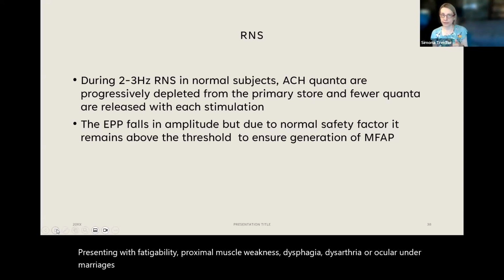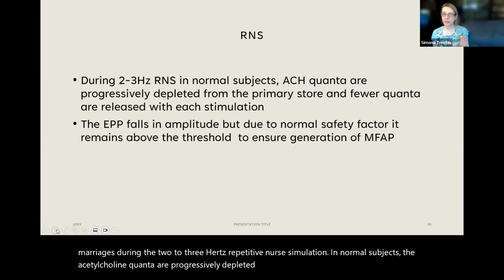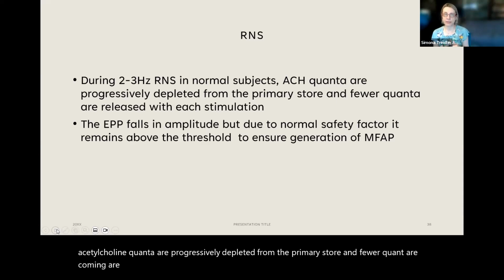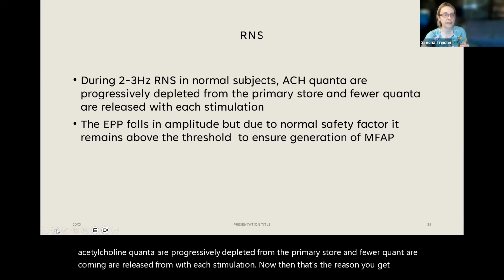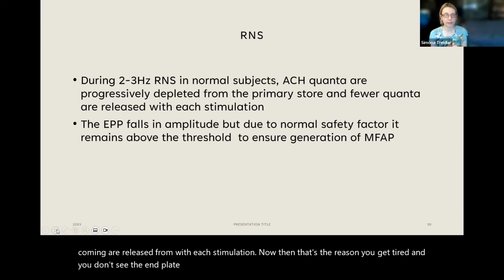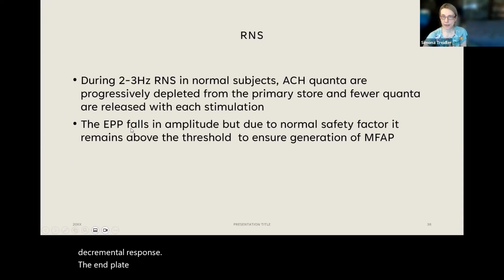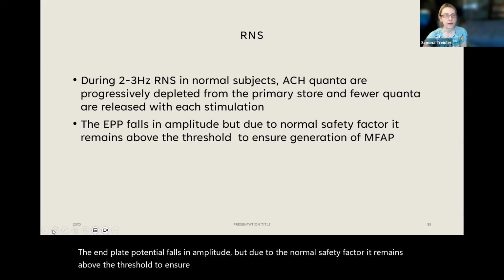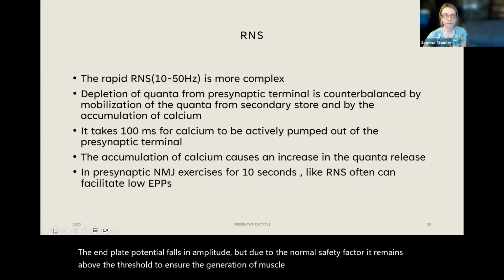During 2 to 3 hertz repetitive nerve stimulation in normal subjects, the acetylcholine quanta are progressively depleted from the primary store, and fewer quanta are released with each stimulation. That's the reason you get tired, you don't see the end plate potential, the patient gets weak, and you see the decremental response. The end plate potential falls in amplitude, but due to the normal safety factor, it remains above the threshold to ensure the generation of a muscle fiber action potential.